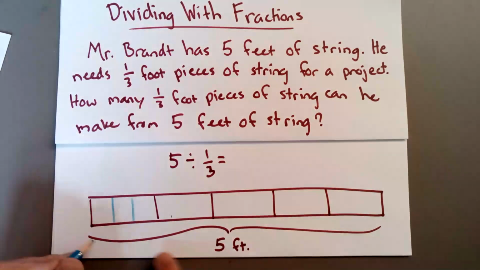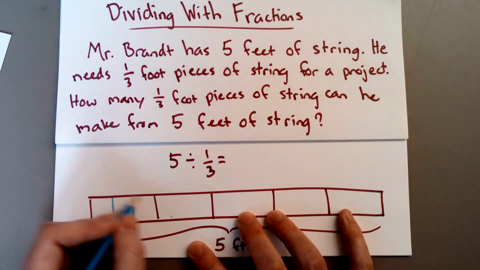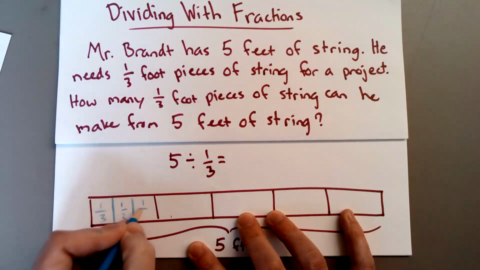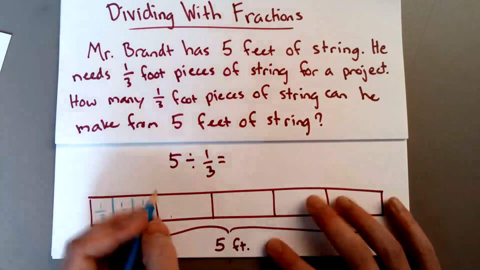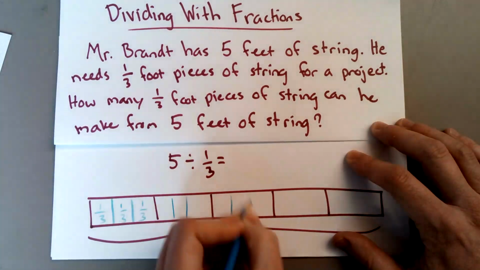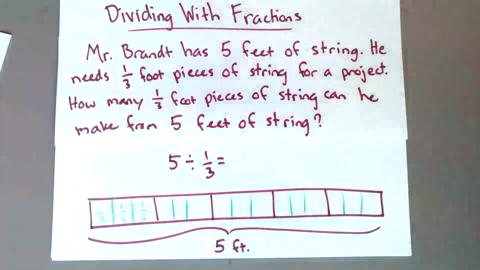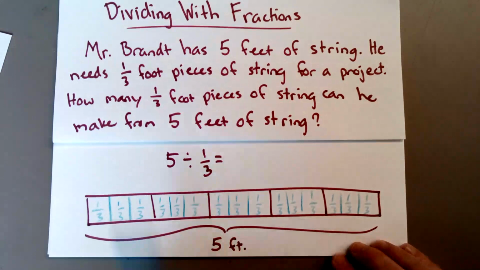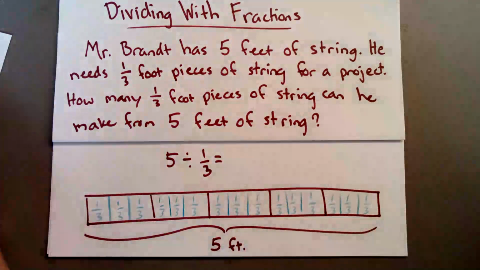And you'll notice that within 1 foot, I have 3 1/3 of foot pieces. Each of these is 1/3 of a foot. So in 1 foot, I have 3 pieces. In each foot, I'm going to have 3 pieces. So these are all 1/3. I've just labeled them all here so you can see that each of these is a 1/3 of a foot piece of string.